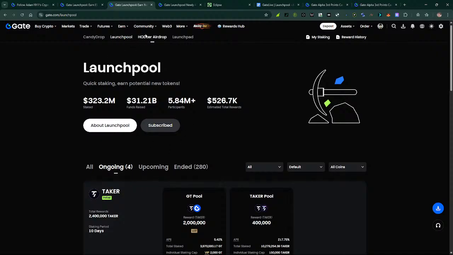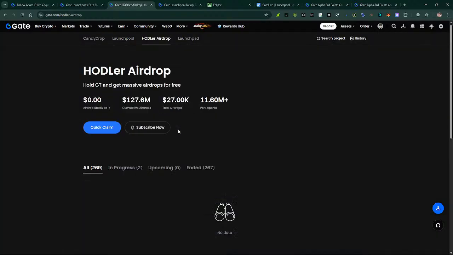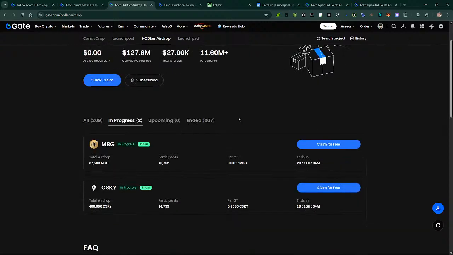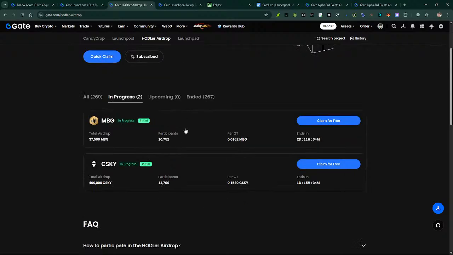And we have holder airdrop. Let's find out if we have any ongoing holder airdrops or not. Yes, we have two ongoing. One is on MBG, and the other one is CSKY, which is Kurski, I guess. These two holder airdrops are ongoing. On holder airdrop, you just have to do nothing. You just have to hold GT, nothing else. Based on your holding proportion, you will be getting tokens before the listing. That's a great thing, right? And what else can you do here as well?